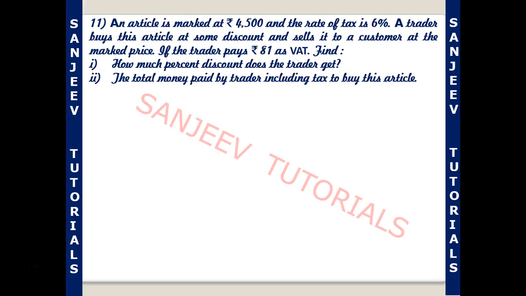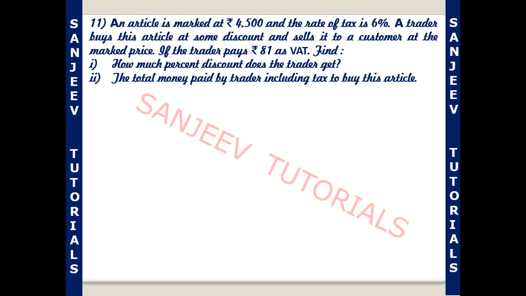An article is marked at rupees 4,500 and the rate of tax is 6%. A trader buys this article at some discount and sells it to a customer at the mark price. If the trader pays rupees 81 as VAT, find how much percent discount the trader gets. And the second part is the total money paid by the trader including tax to buy this article.